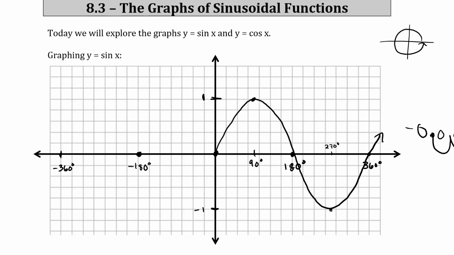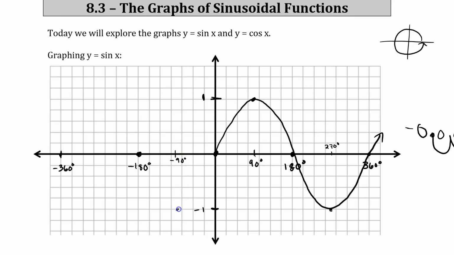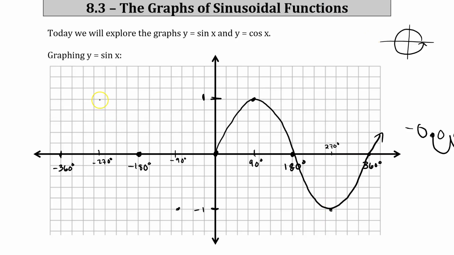Now what we're going to do is continue this pattern. So when we get to -90 degrees, what do we hit? We hit a minimum. So that's going to be at -1. When we hit -270 degrees, we're going to hit a maximum. So that's going to be at +1. There we go. So there is our graph of y equals sine x.